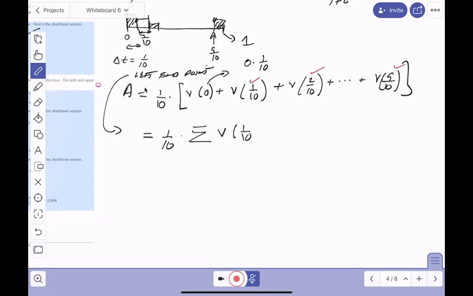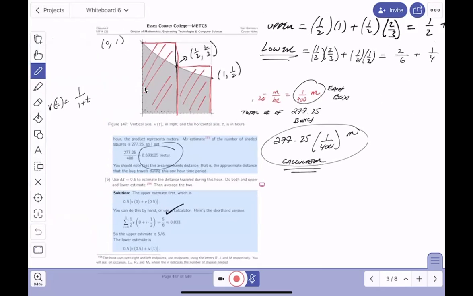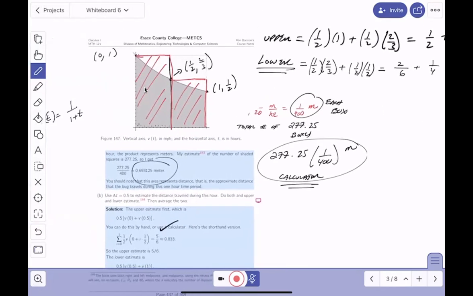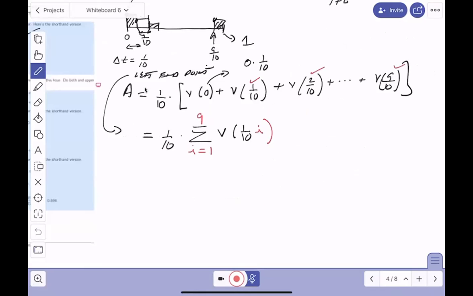Now I'm going to use a counter variable I. And where does I start? I starts at 1 and it goes up to 9. All right. Now, someone can say, what does this represent? Well, think about it. Going back to the picture, it represents a rectangle there that's above it. So this would be an upper estimate.